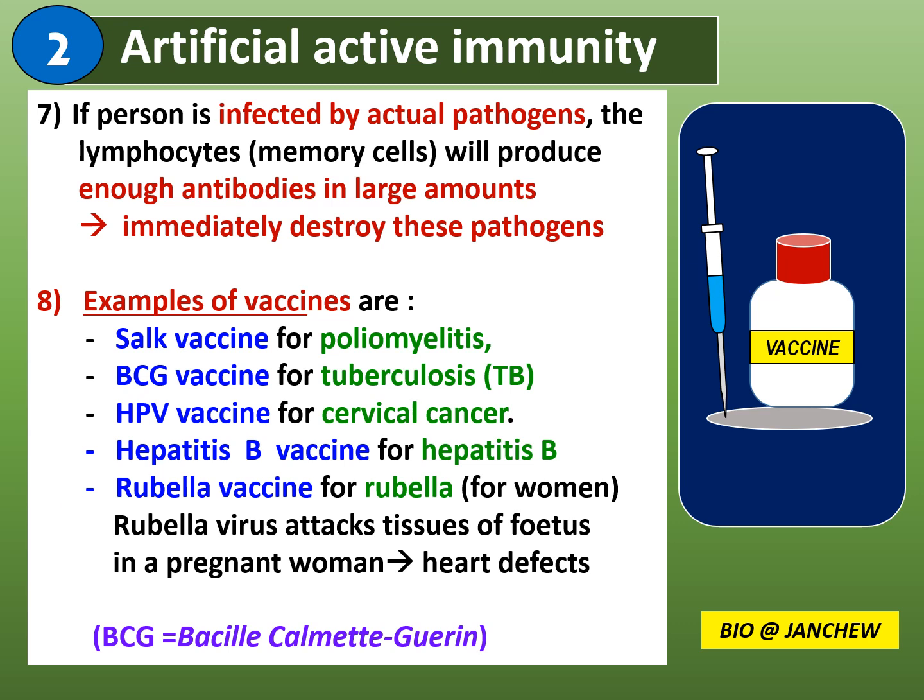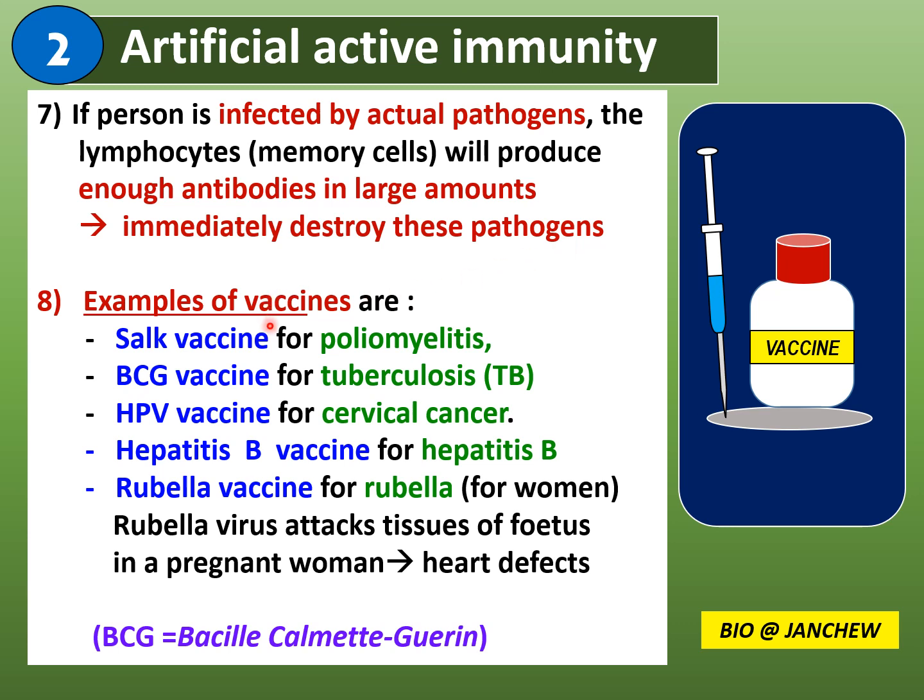So after a person has been injected with a vaccine for a particular disease, he will have a high concentration of antibodies for that disease, and also he will have memory cells that have the memory of that particular pathogen and are able to produce the specific antibodies against that pathogen. So now, if he's infected by the actual pathogens, his memory cells or lymphocytes will be able to produce enough antibodies in large amounts and very rapidly to immediately destroy these pathogens. So he will not fall sick. And we say that he has become immune to the disease.